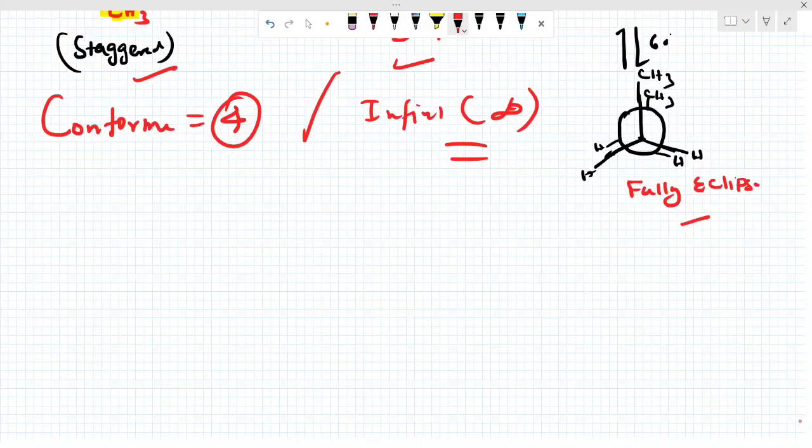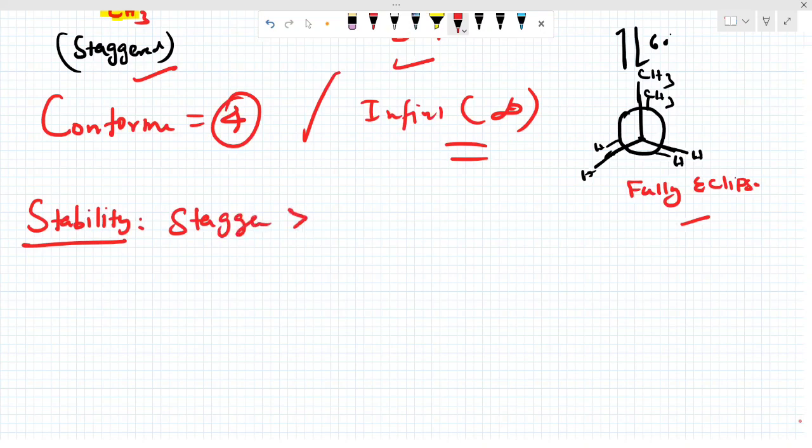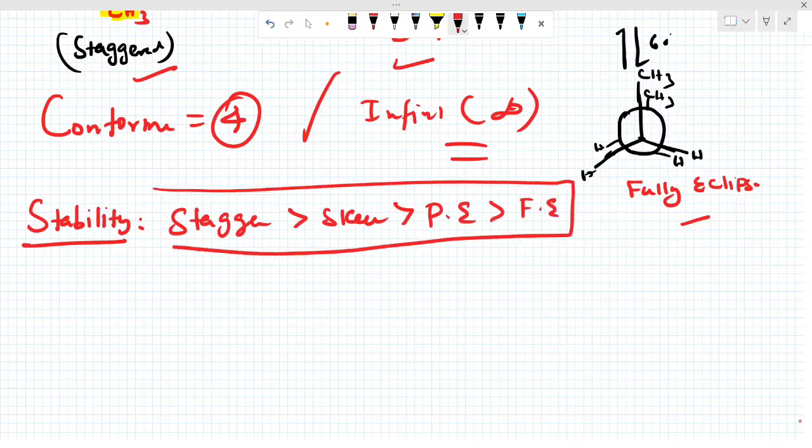Now see, what is the stability order? Please note. The staggered form is most stable, then the skew form, then partially eclipsed, and finally fully eclipsed. This is the actual order. This is very important.